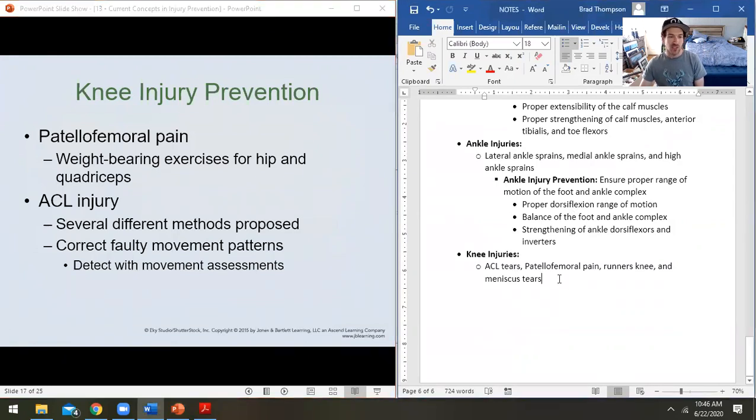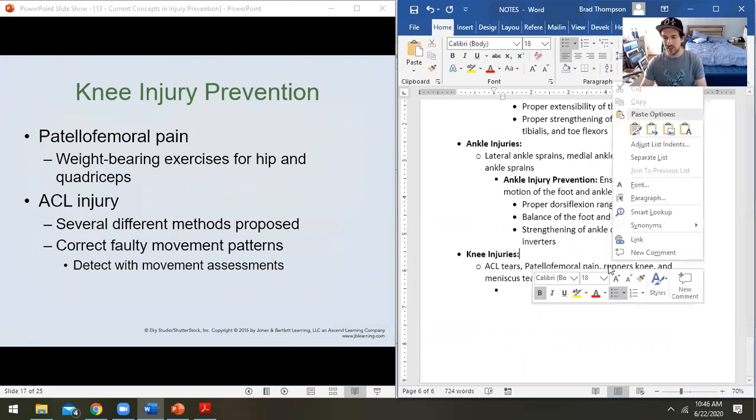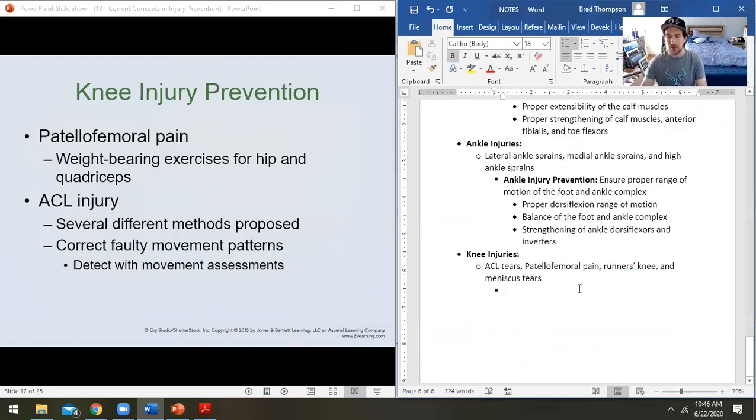Yeah, no problem. So let's look at prevention, right? Let's talk about how to prevent runner's knee, how to prevent meniscus tears and ankle tears or knee tears and all these things. So knee injury prevention. Guess what? It's going to be proper range of motion again, but a little bit different this time. So ensure proper range of motion and stabilization of the hip and knee complex.